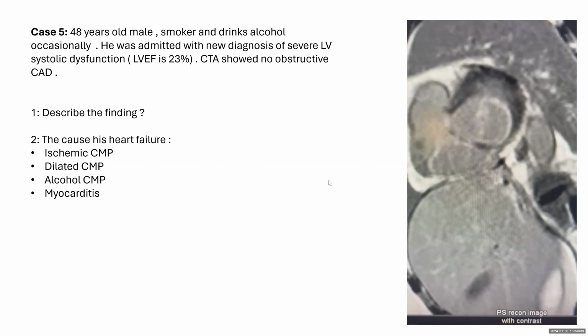Okay, so those who answered alcohol, can you justify why you said alcohol? The guy came in with 23% ejection fraction, and he has a finding of subendocardial enhancement that mimics ischemic cardiomyopathy. Anyone can answer? Okay, so the right answer here is alcohol cardiomyopathy.